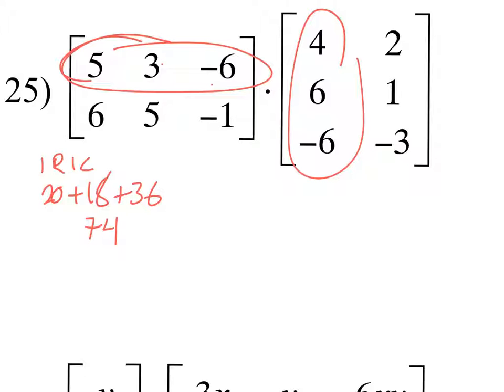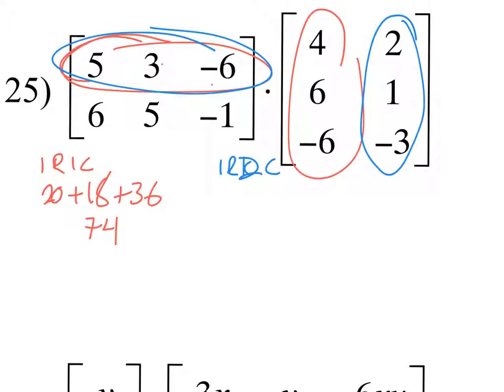Next, we're going to do row 1, column 2. We get 5 times 2 is 10. 3 times 1 is 3. Negative 6 times negative 3 is 18. Altogether, we get 31.